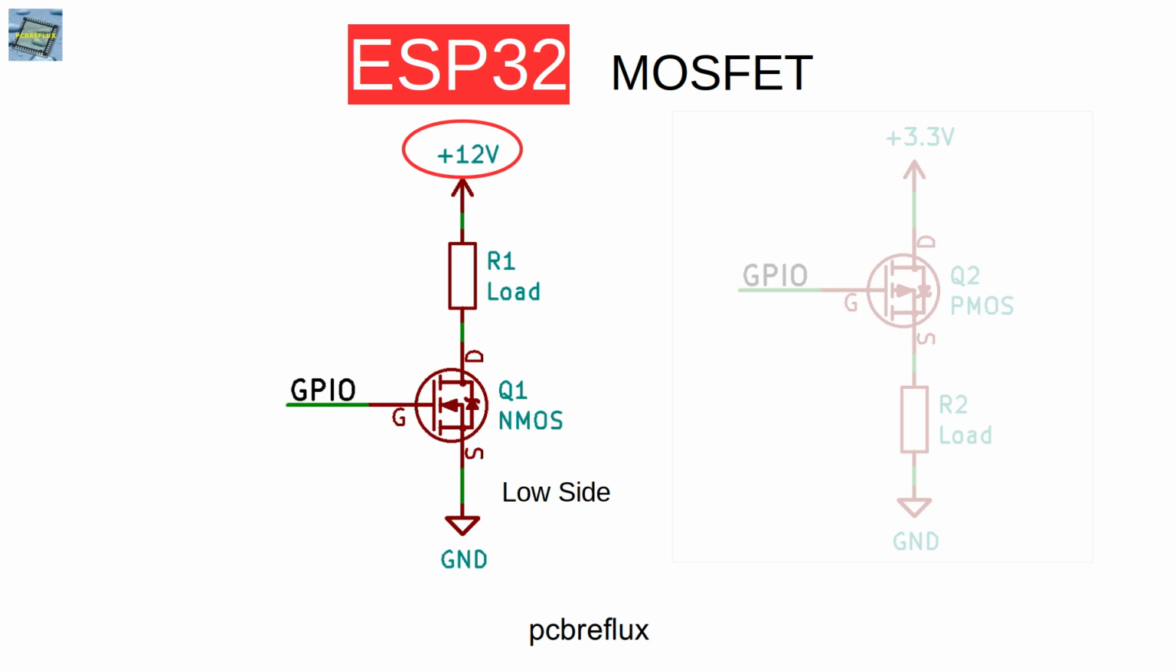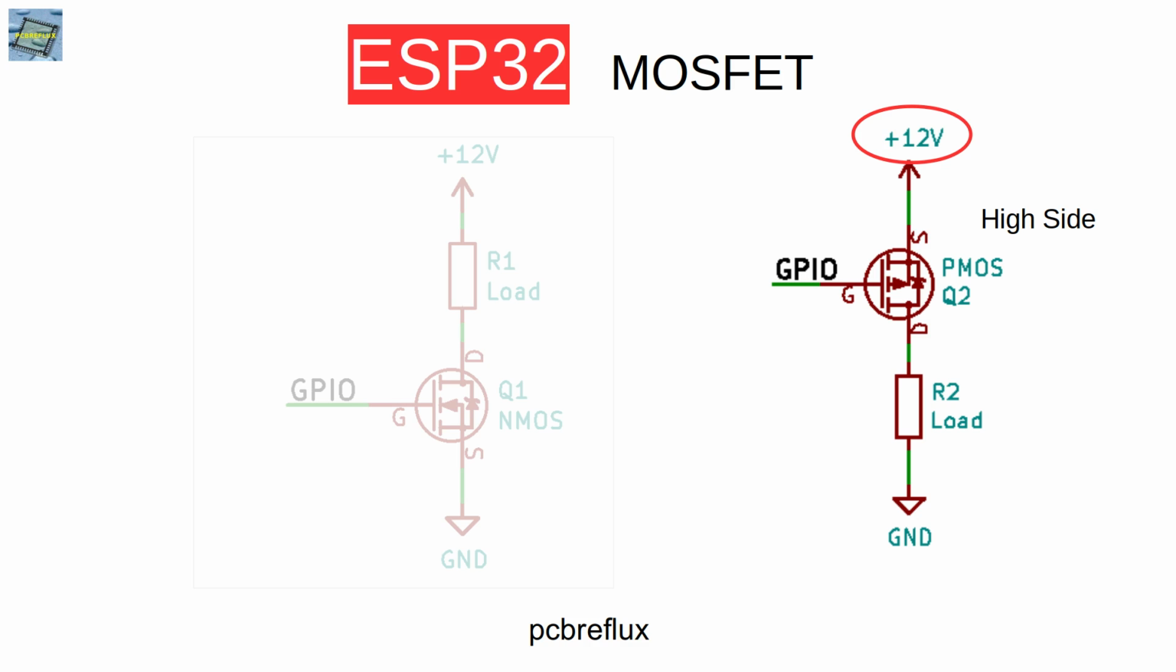If we now use the N-channel MOSFET on the low side with higher voltages, everything stays the same. We have our drain connected to the load and the source connected to the ground, and use the GPIO pin with 3.3 volt, and the current flows from the voltage source through the load, if the load is okay with the higher voltage.